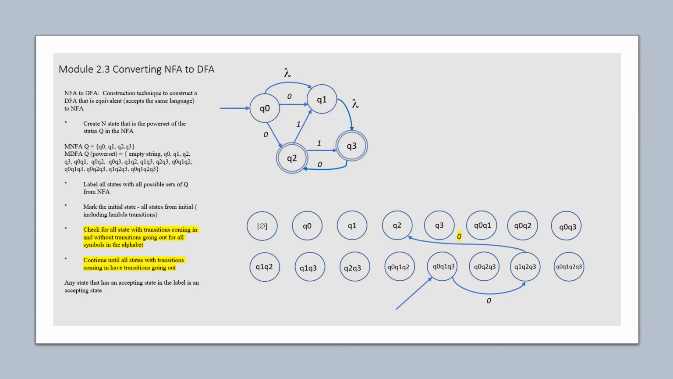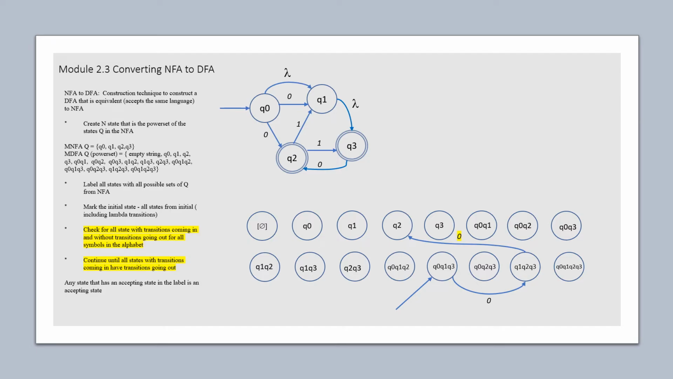All right, our next one, from Q1, Q2, Q3, where can you get with a 0? All right, so from Q2 with a 0, nowhere. Q1 with a 0, you lambda, you get back to Q2. So from Q1, Q2, Q3 with a 0, you would get back to Q2 and Q3 to Q2. So this is correct. From Q1, Q2, Q3, you can get to Q2 with a 0.